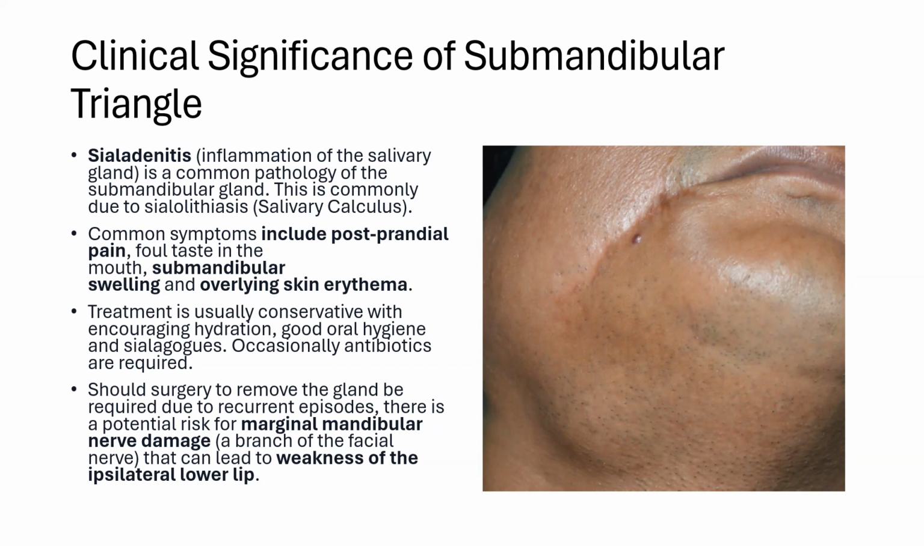If there are recurrent episodes, then we have to go for surgical removal of the gland. There is a potential risk of marginal mandibular nerve damage. A question also comes on that: what could be the sequelae? It is a branch of the facial nerve, and damage can lead to weakness of the ipsilateral lower lip. There is also potential for damage to this marginal mandibular nerve in the case of parotidectomy as well.